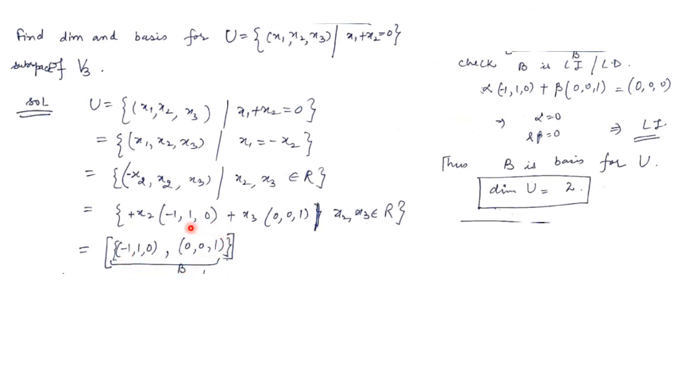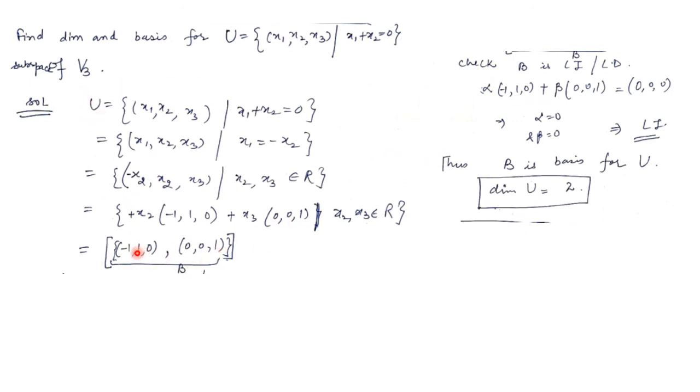We need to check whether this set is LI or not. If this set is LI, then this will become the basis for U. So check whether this set is LI. We take its linear combination: this vector plus this vector equated to the null vector. We get alpha 0, beta 0 by comparing the coefficients, right? So 0, 0 is the only solution. Therefore, this set is linearly independent. Since this set is linearly independent, the span of this is equal to this. So therefore, this set will become the basis for U.